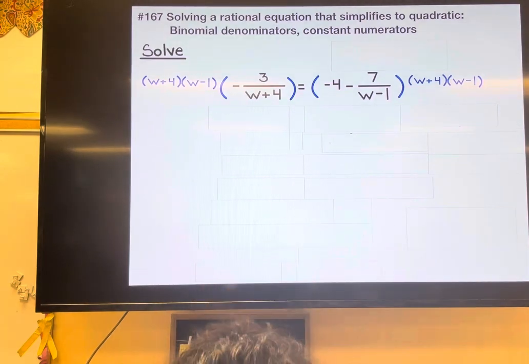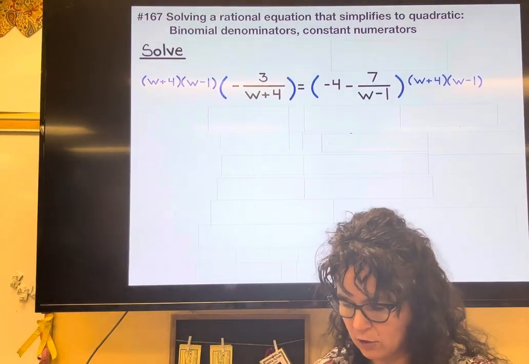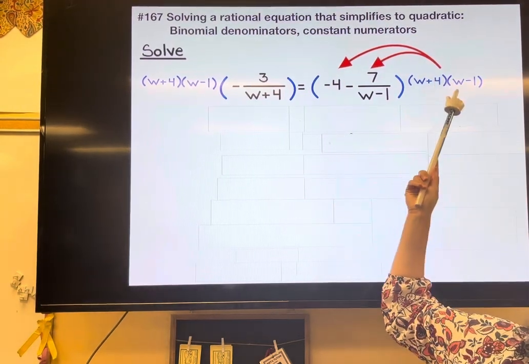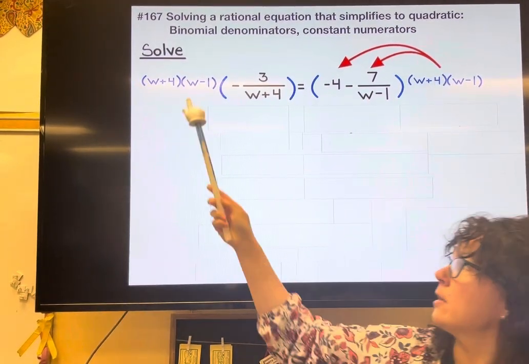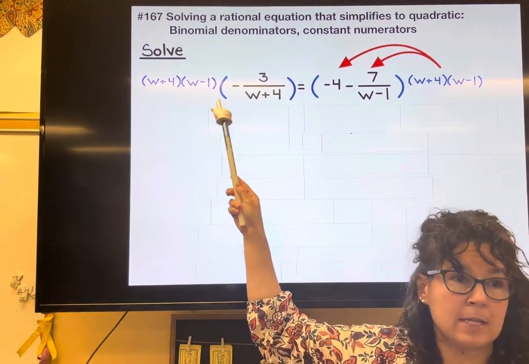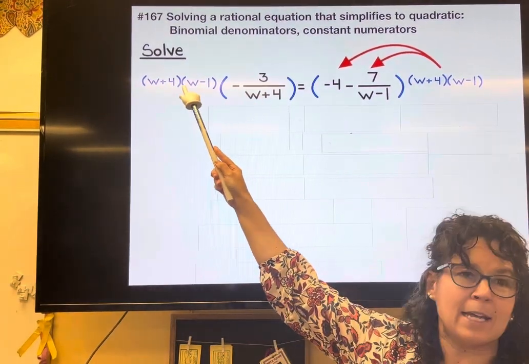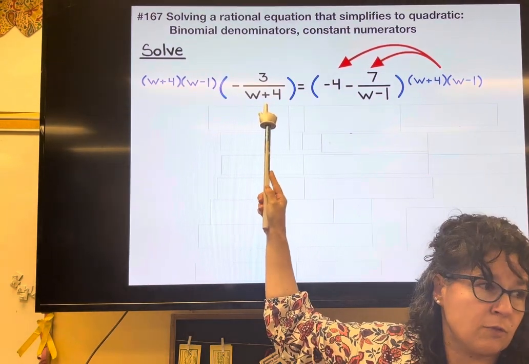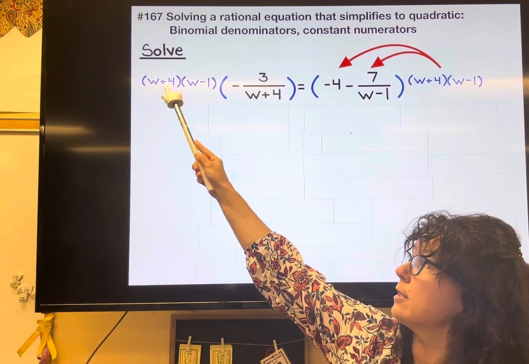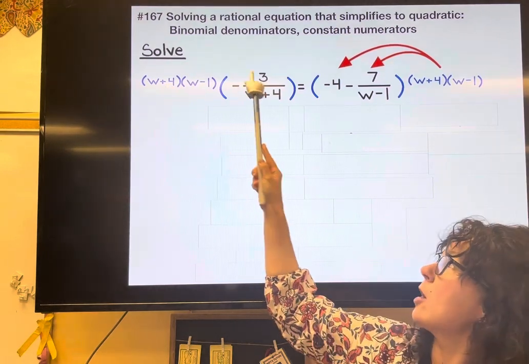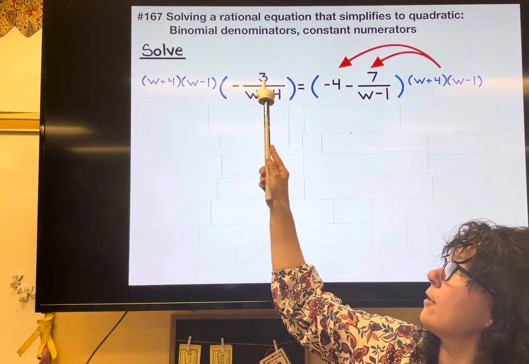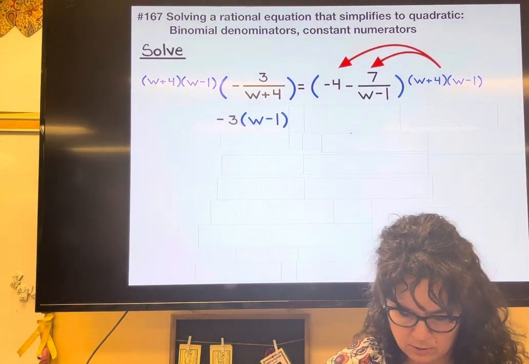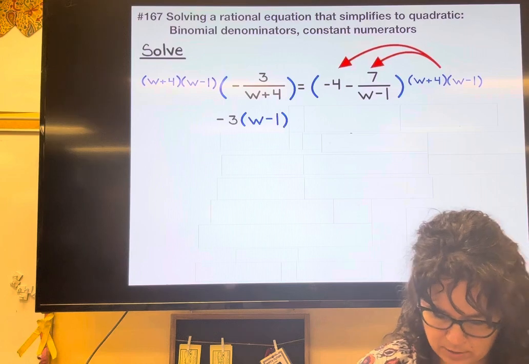Now on the right side, I'm going to have to distribute the blue times the negative 4 and then the blue times this fraction. But over here, I can just multiply them together right away. So if I take the blue times this fraction, the w plus 4 here is going to cancel this w plus 4. So I'm going to have left a negative 3 and a w minus 1. Okay, so there we have that. Let me bring down the equal sign.